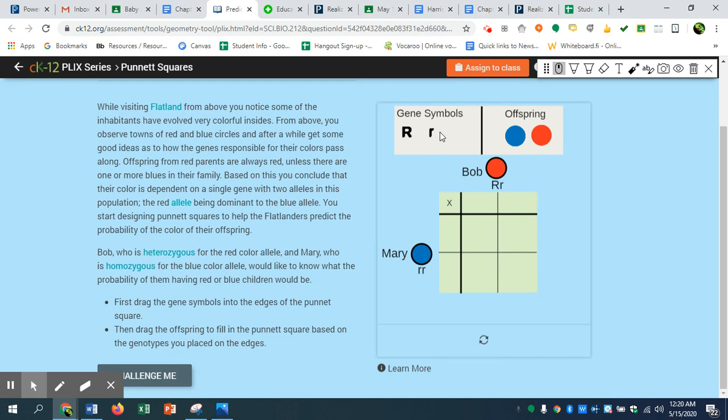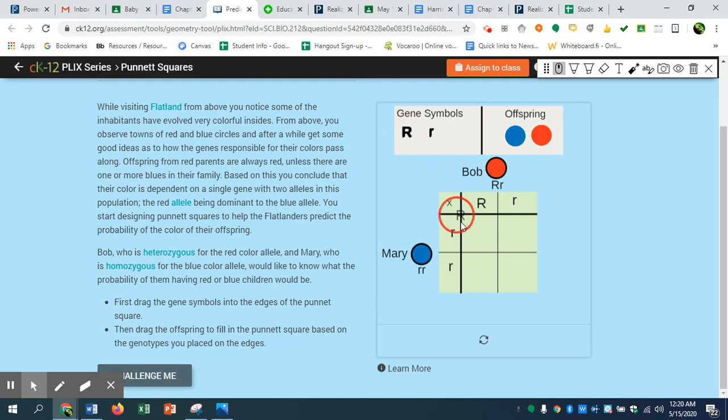Okay, so again, I'm going to do this with you. You can go back and do it on your own if you want. So now, Bob. So dad is capital R, lowercase r, and mom is lowercase r, lowercase r. So let's do our Punnett square. So remember that r comes down and this r goes over.